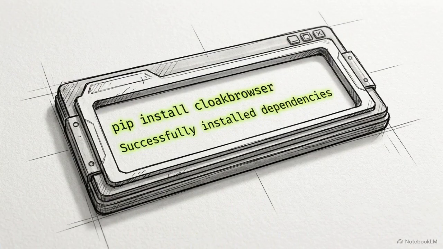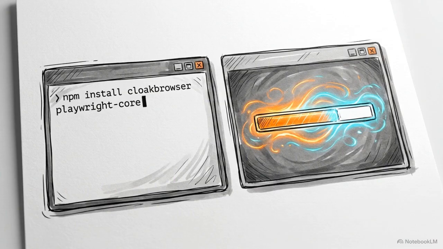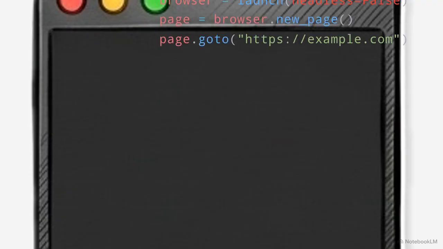Step 1 is getting the package. In your terminal, run pip install CloakBrowser. If you are working in Node.js instead, you can accomplish the exact same thing by installing it via npm alongside the playwright-core package. Create a Python script and import the launch function. Next, write navigation commands. Set up the browser, open a page, and go to an example website. Use headless false to see it open. Finally, print the title and close the session.